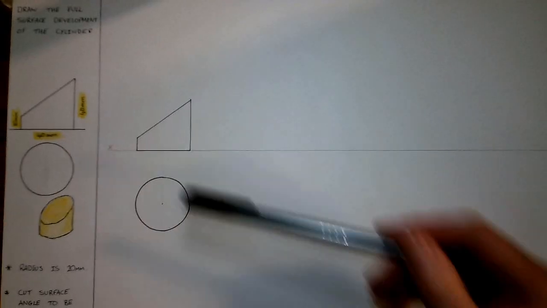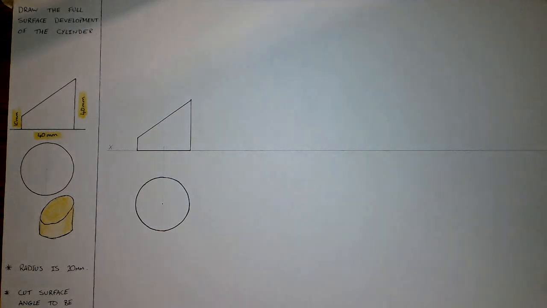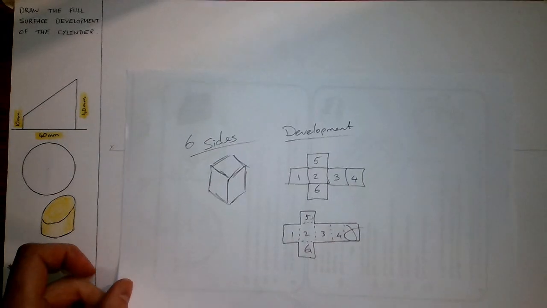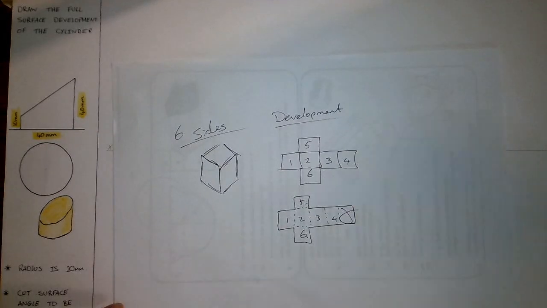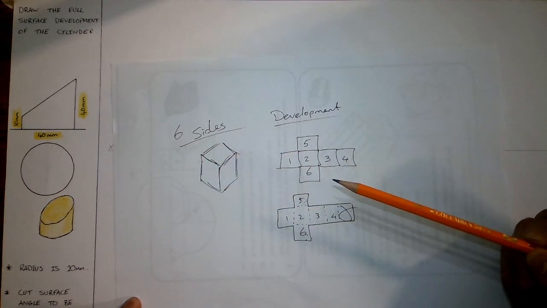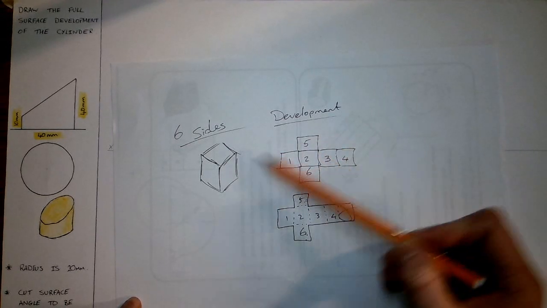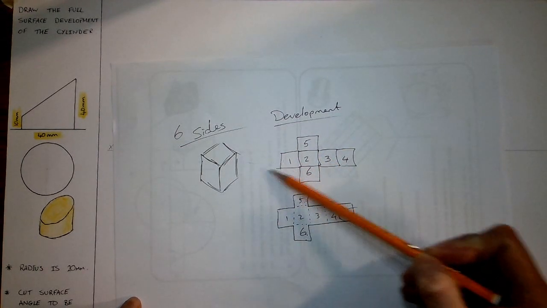Okay, so we have our plan and elevation drawn, so we need to draw our development. As we said yesterday, the development is basically, so we go back to the sheet we had yesterday. If we take a cube, for example, a cube obviously has 6 sides. A development of a cube would look like this. It's basically turning it from 3D into 2D.